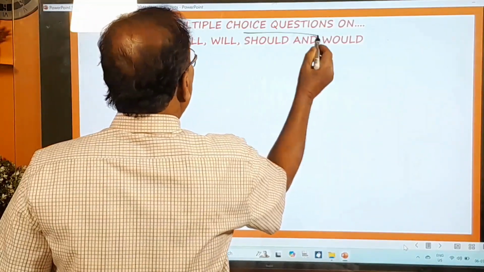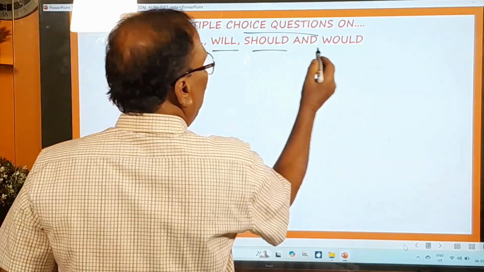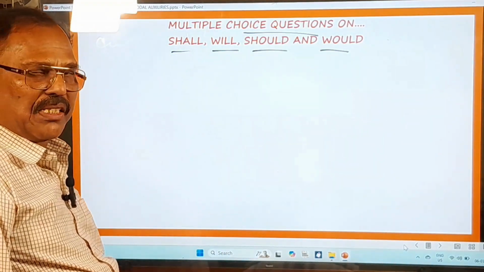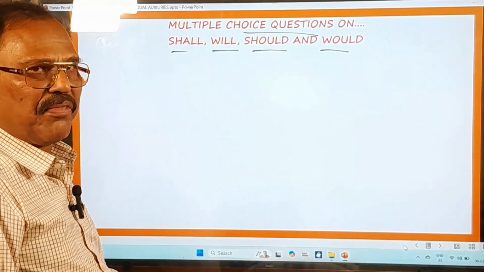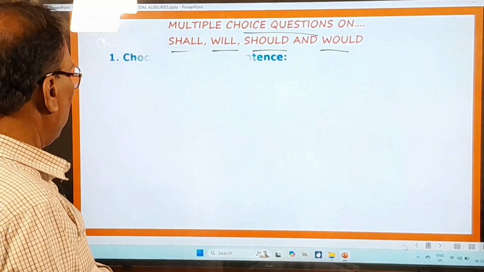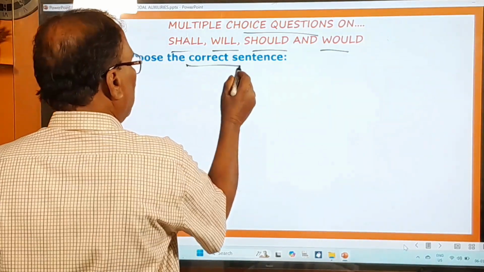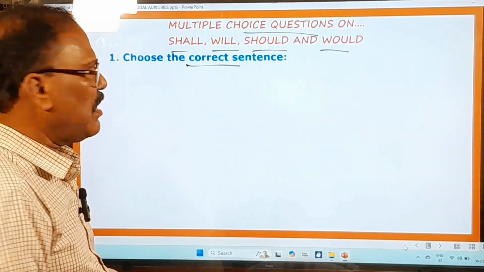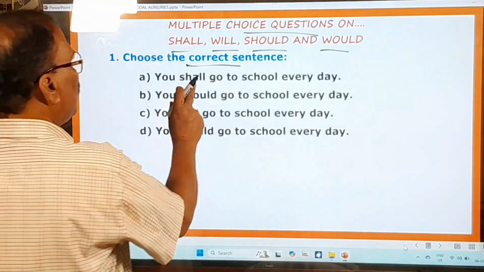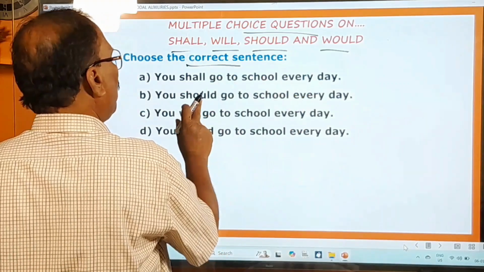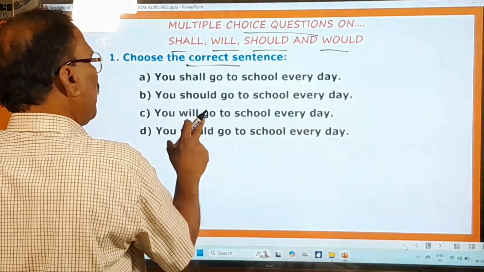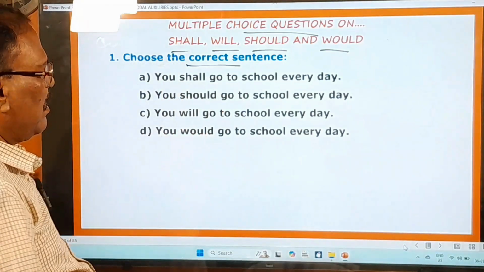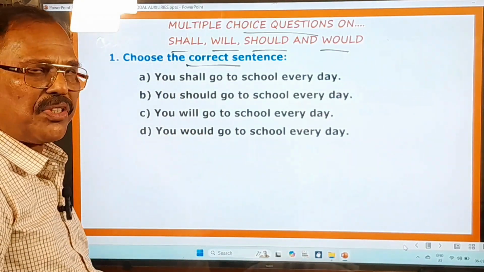Multiple choice questions on shall, will, should and would. Okay, some 20 questions I'm going to give you in this exercise. Please try to answer all of them. Very easy, very interesting. Okay, choose the correct sentence. Some 4 options are given. You have to choose the right sentence. What are the options given? You shall go to school every day. You should go to school every day. You will go to school every day. You would go to school every day. What is the correct sentence out of these 4 statements?